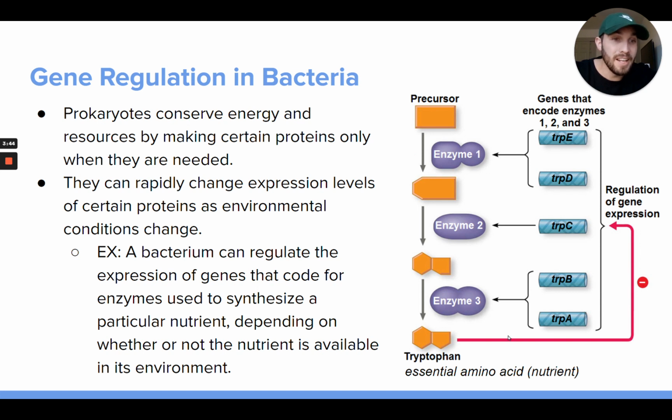That's what this negative arrow represents here. It represents when there's a lot of tryptophan, it can actually start causing the repression of these genes, the expression of these genes to decrease, which if you think about it, makes a lot of sense. If you already have a lot of tryptophan, you probably don't need to keep making tryptophan. This is an example of gene regulation where genes are being used when they're needed and then not being used when they're not needed. And that's super important for the efficiency of the cells.